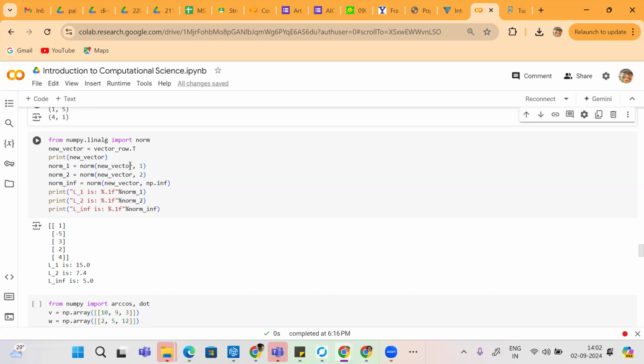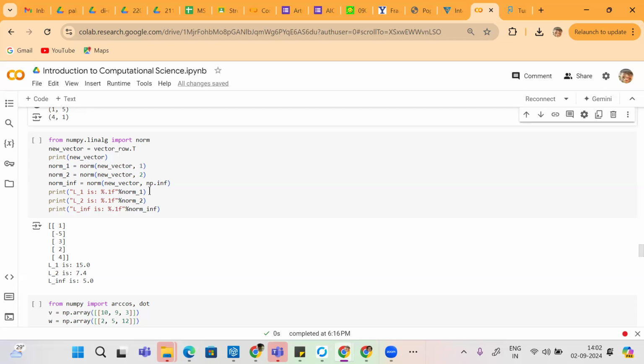You just need to write norm, the vector, comma 1. That means it's the L1 norm. If you write norm, the name of the vector, comma 2, then it is the L2 norm. If you want to consider the L infinity norm, then norm, the vector name, comma np.inf, short form for infinity. That will give you the three different kinds of norms. Now you can ask why we need these three different kinds of norms. You need them depending on your application. If you are trying to consider distance, then you can use the L2.